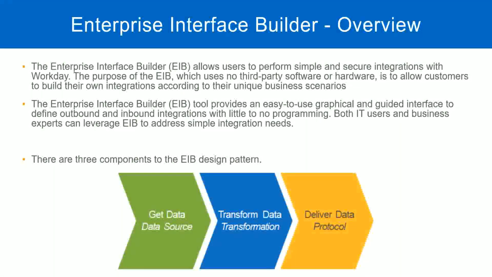So what we are going to do is configure these 3 steps. Get data. Where are we going to get the data from? That is something we have to configure. Do we need transformation? If yes, configure that. If no, leave it blank. And then deliver the data. How are we going to send the data to an external system? So we have to configure that as well. So once we do these 3 steps, our EIB is ready. We are going to start exchanging information from Workday with an external system.